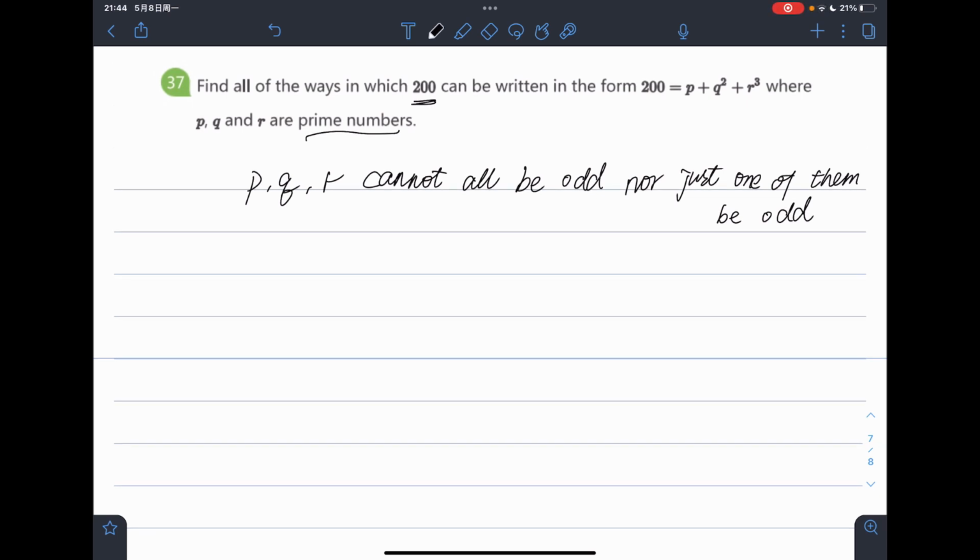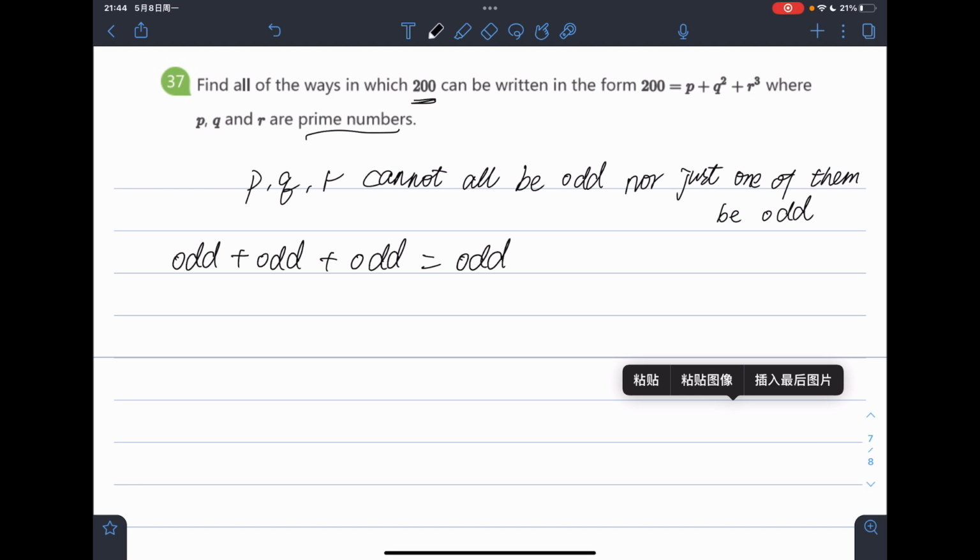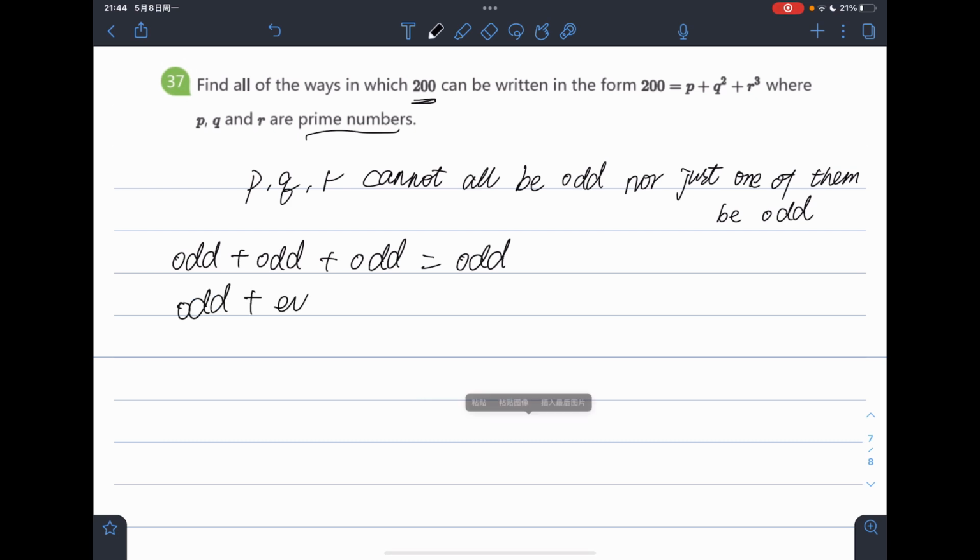So let's verify it. If all of these three are odd numbers, odd plus odd plus odd, then we get an odd number, which is not 200. So these three cannot all be odd. And if just one of them is odd and the other two are even, then we also get an odd number, which definitely cannot be 200 as well. All right, so p, q, r cannot all be odd, nor just one of them be odd.